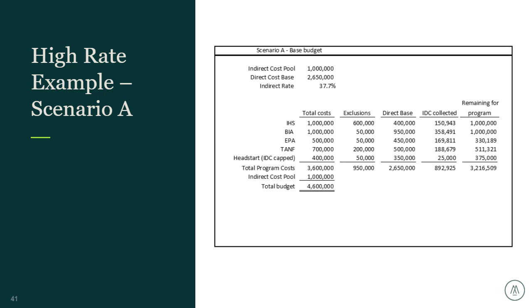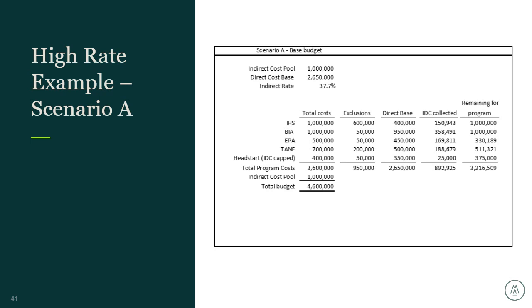We selected 5 different programs. 2 of those programs will be under Public Law 638, IHS and BIA. 2 programs, EPA and TANF, are non-638 programs. And Head Start is also a non-638 program, and we use it as an example also to remind that if a program has a capped indirect cost, those increases will not affect this program, because the capped indirect cost is the maximum indirect rate that could be charged to this program. This is something important to keep in mind.